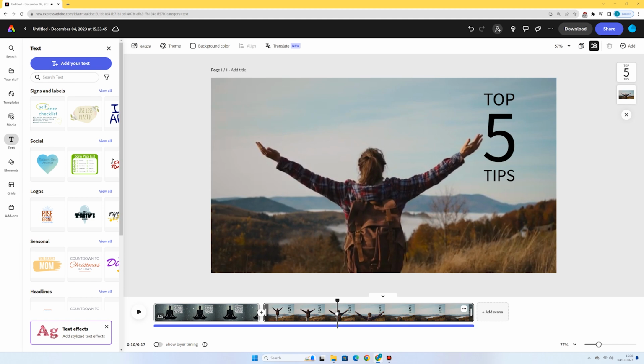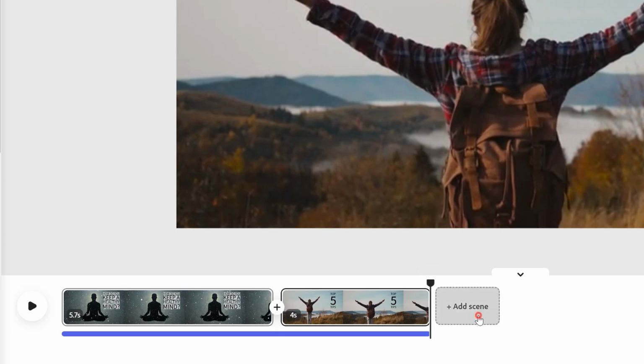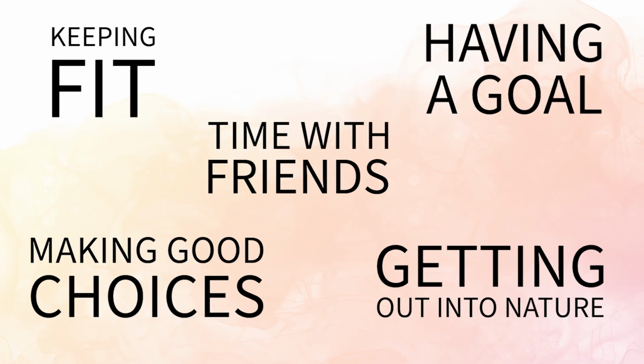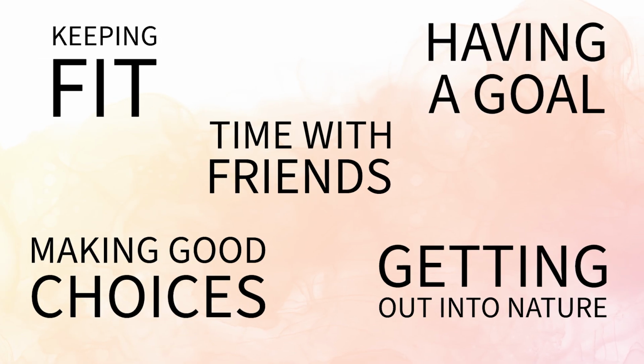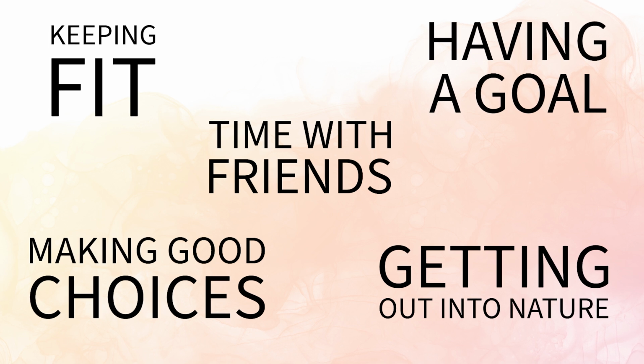Again, I've just pressed the space bar here because I think this is where I want my next cut or my next edit. So I'm just going to drag that clip to there and then I'm going to press add scene for my third scene. So my third scene is basically my first tip. For my example, what my 5 top tips are: keeping fit, having a goal, something to work towards in your life, time with friends, making good choices, and getting out into nature.